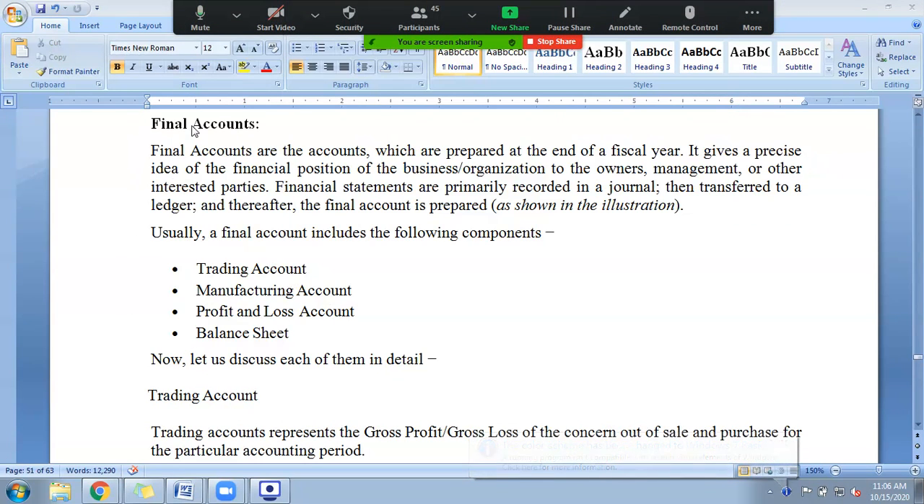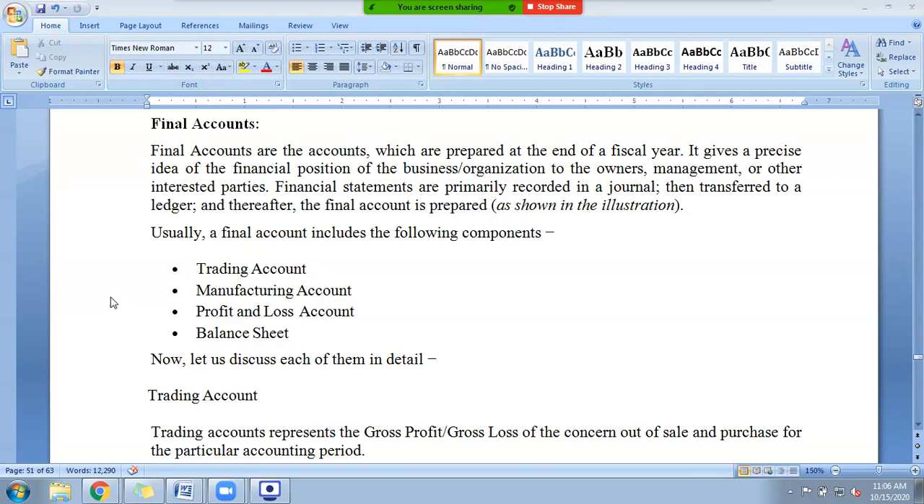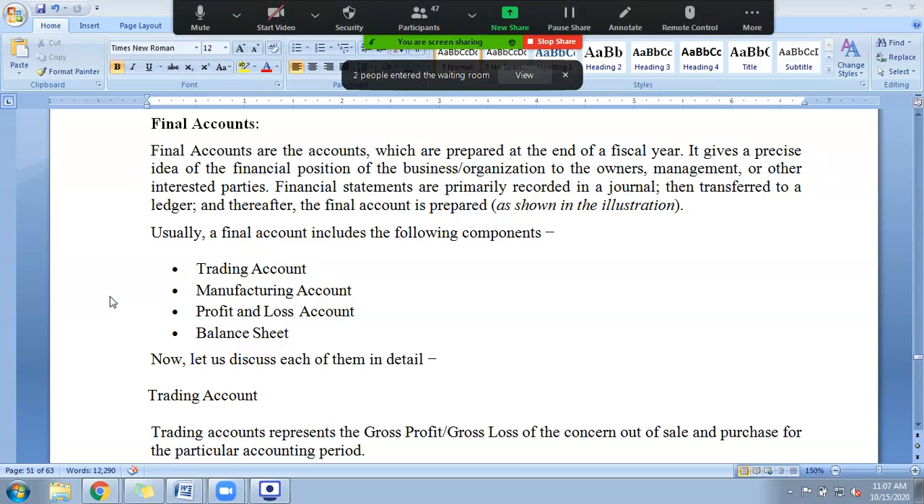The final accounts are usually prepared at the end of the financial year to know the financial status of the company. This is the primary purpose. Secondary purpose, it gives information to government for taxation purpose. It gives information to business owners, the founder or promoter of the business, investors, bankers, and so many people, right?